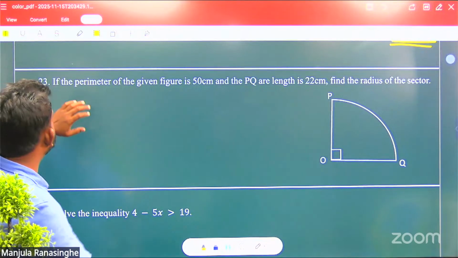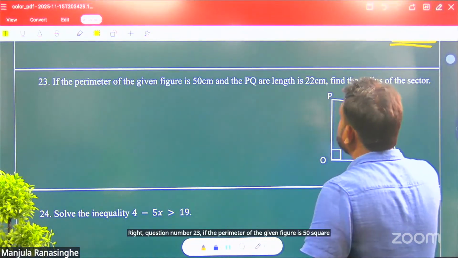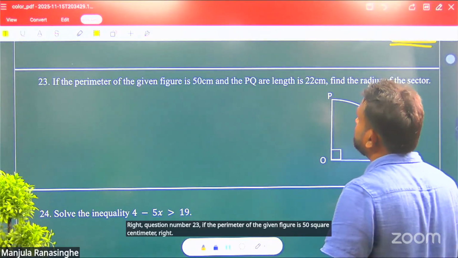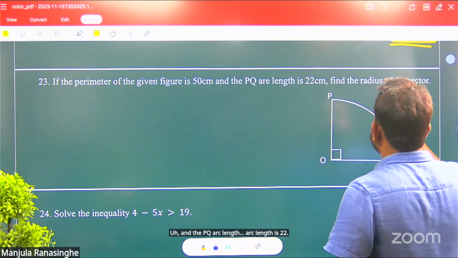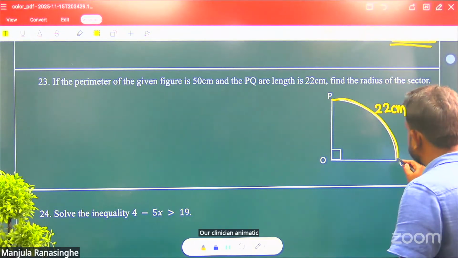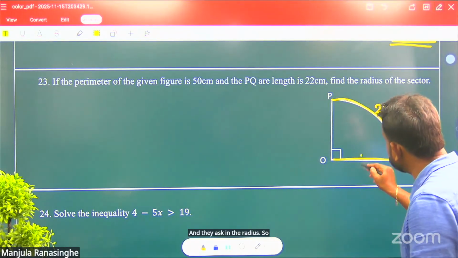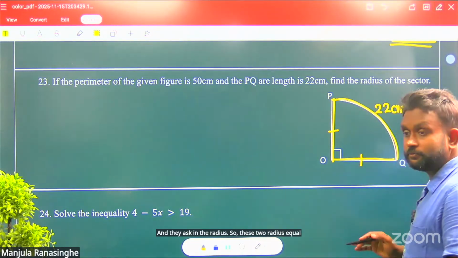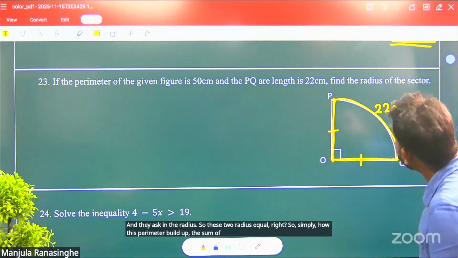Question number 23. If the perimeter of the given figure is 50 centimeters, and the PQ arc length is 22, these two curves together make 22, and they ask for the radius. These two radii are equal, right? So how is this perimeter built up? It is the sum of two radii and the arc length.